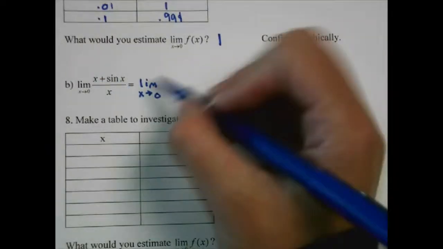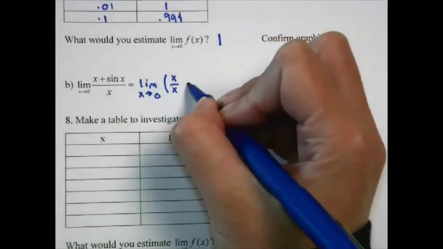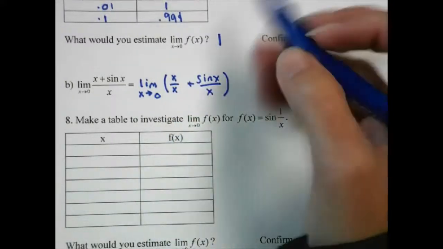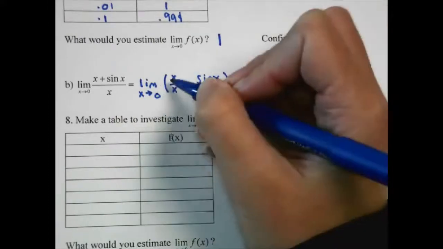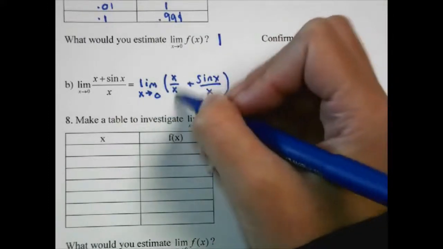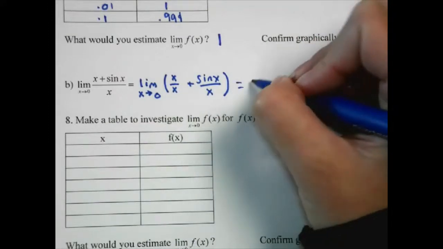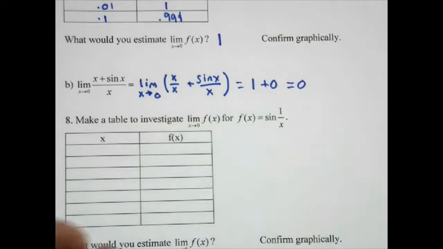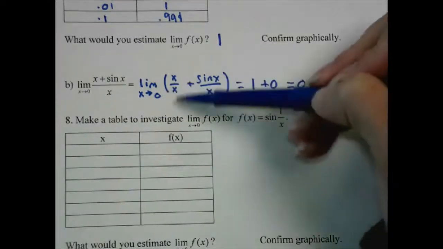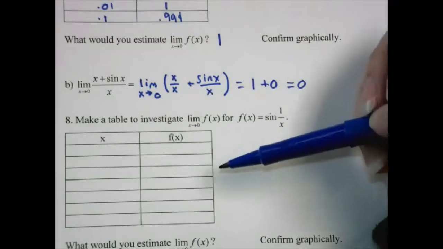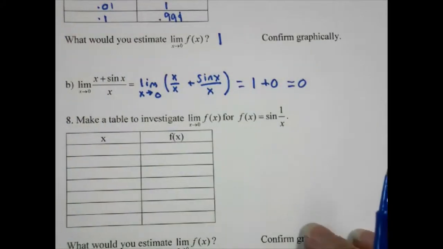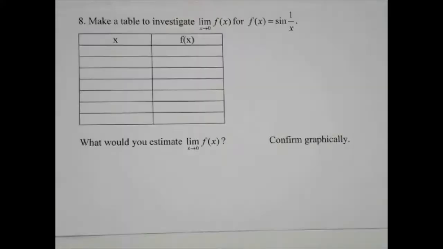So I'm going to rewrite this as x over x plus sine x over x. Well, this now is going to be the sum of the limits. So the limit of x over x is just 1, plus the limit of sine x over x, which we just discovered is 0. So this reduces down to 1, and the limit as x approaches 0 of 1 is 1. So we get that. Okay, so we're going to do one more, sine of 1 over x.